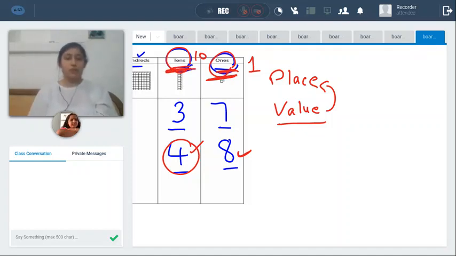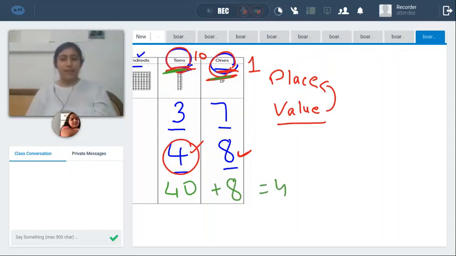Let me change color for you so that you're able to see more clearly. So, ones and tens. That is why in the number 48 we have 4 here, which means 40, because we have 4 tens. And we have 8 ones, which means 8. So it becomes 48. I guess now it's more clear to you.